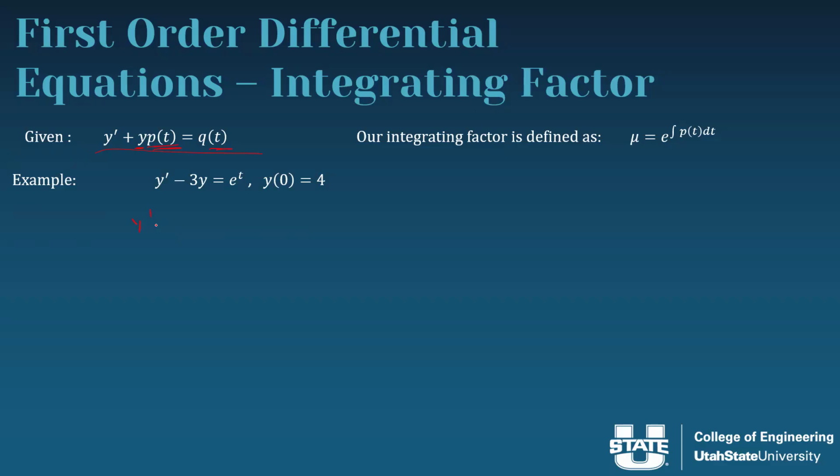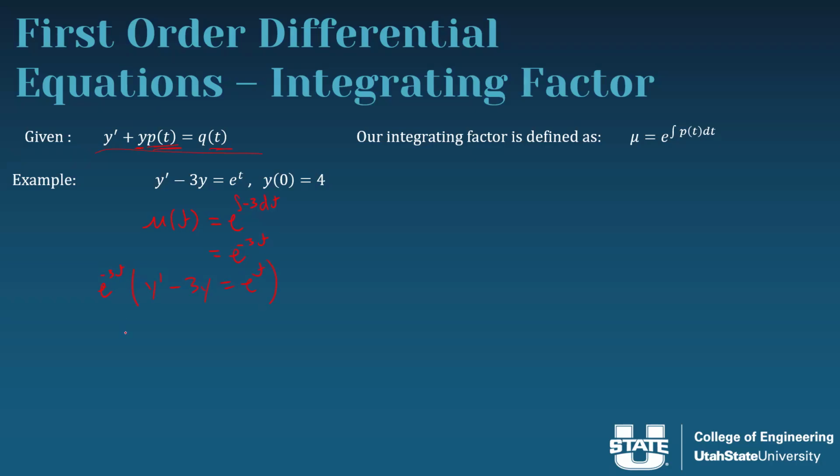We have y prime minus 3y equals e to the negative t. Since it's already in this form, we just need to find our mu of t, which is equal to e to the integral of minus 3 dt, which is e to the negative 3t. Then we multiply the entire equation by e to the negative 3t.